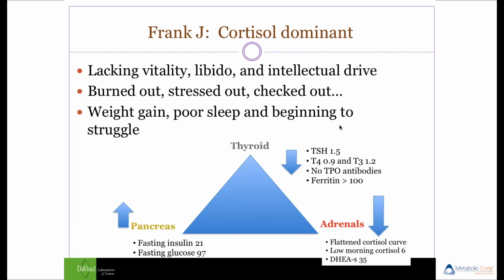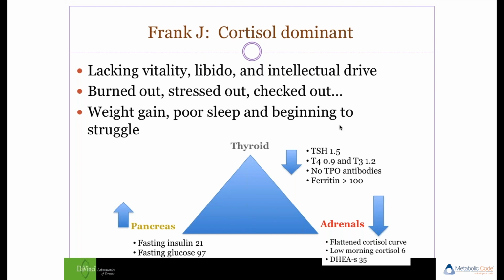He's burned out, stressed out, and checked out. He's got weight gain, poor sleep, and beginning to struggle. Now, he has flattened his cortisol curve. He's in much more dire consequences than SUB. Why? Because of central changes in his stress response, activation of his immune system, and therefore greater pressure as well on his thyroid and insulin response. So you could imagine that he's going to have worse outcomes than a SUB because he has greater metabolic load on the system. So he's in more dire straits.